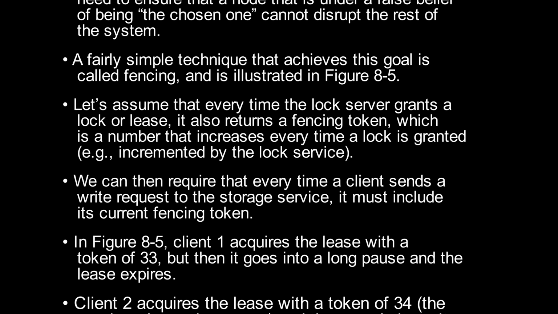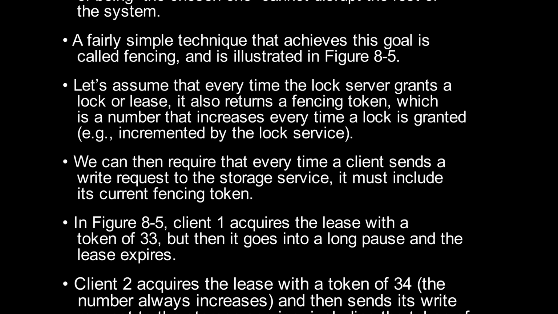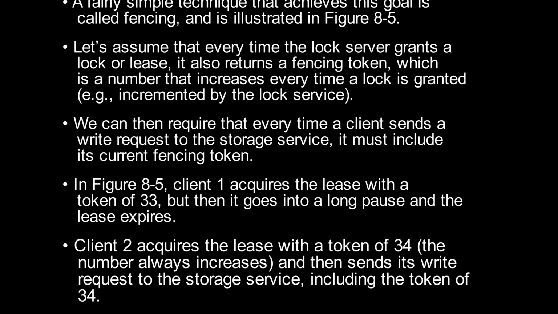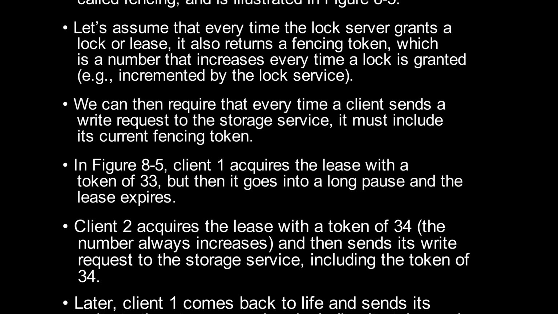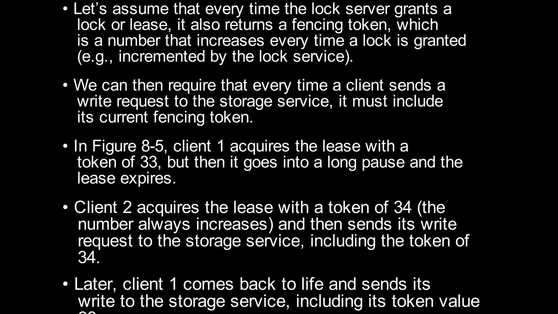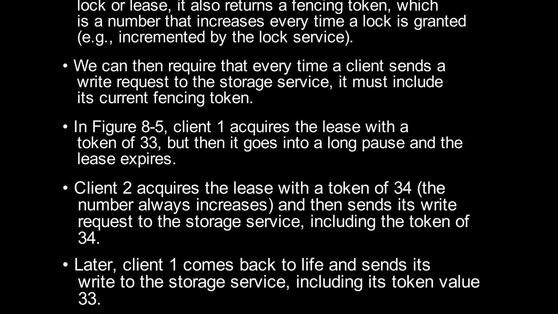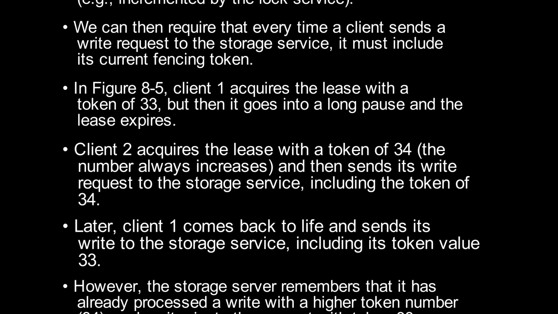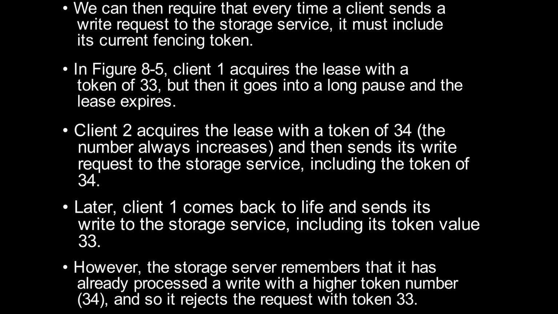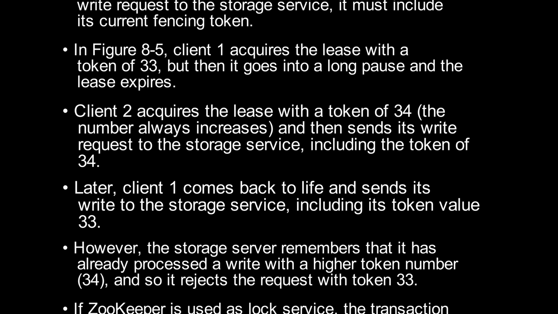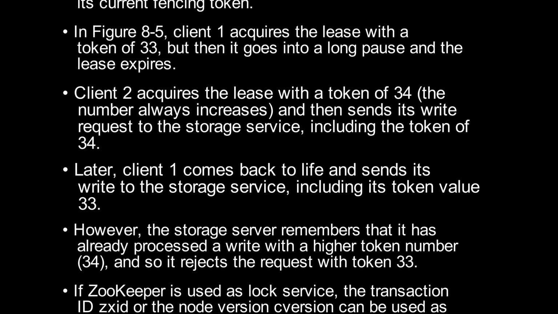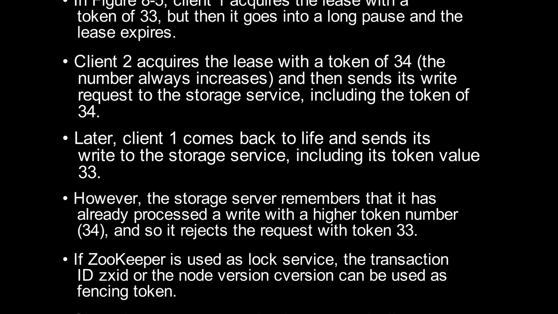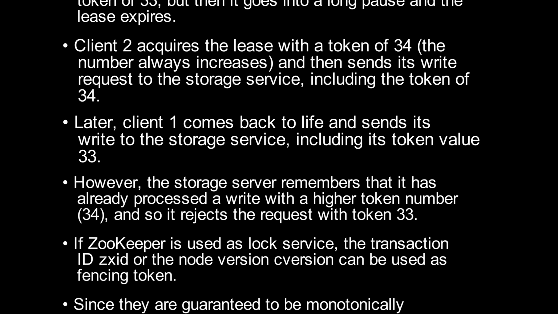We can then require that every time a client sends a write request to the storage service, it must include its current fencing token. In Figure 8-5, Client 1 acquires the lease with a token of 33, but then it goes into a long pause and the lease expires. Client 2 acquires the lease with a token of 34. The number always increases. It then sends its write request to the storage service, including the token of 34. Later, Client 1 comes back to life and sends its write to the storage service, including its token value 33. However, the storage server remembers that it has already processed a write with a higher token number 34, and so it rejects the request with token 33.